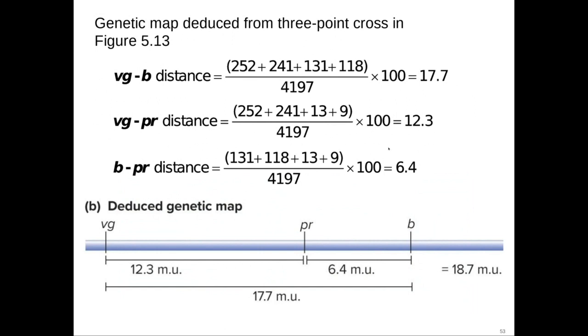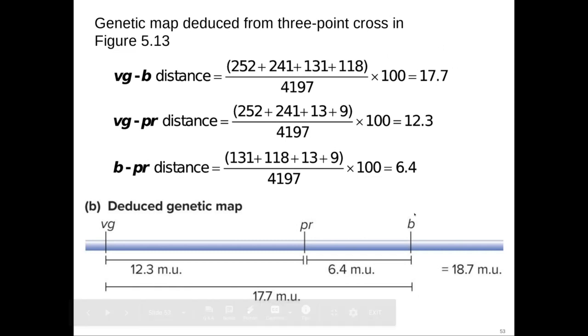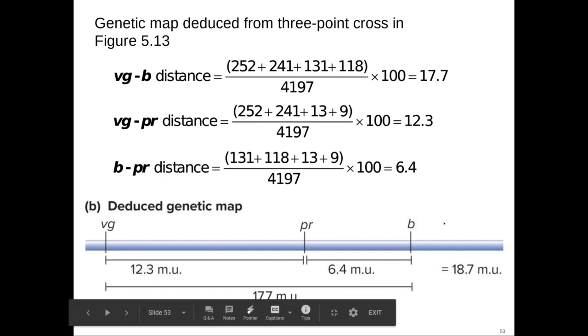So just based on probability, this has the highest probability of occurring. Thus, that has to be the biggest distance. So this VG to B distance was most probable in terms of recombinant phenotypes. Thus, it has to have the largest distance. Because remember, the farther apart things are, the more likely recombination is to physically occur. Now, as we go down, the PR to B distance is the smallest, with PR to VG being the larger.